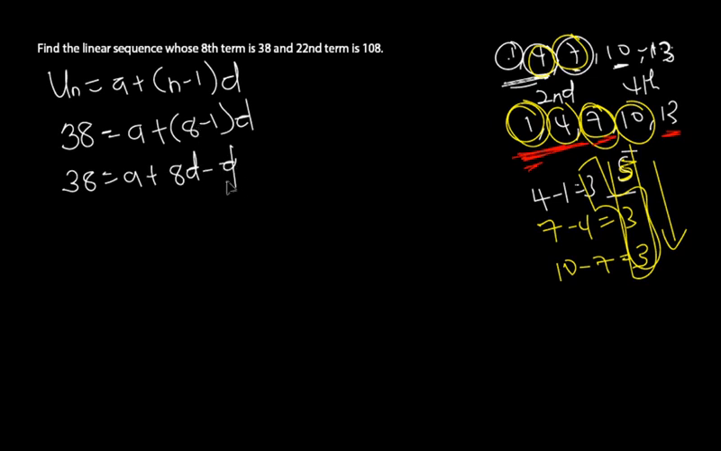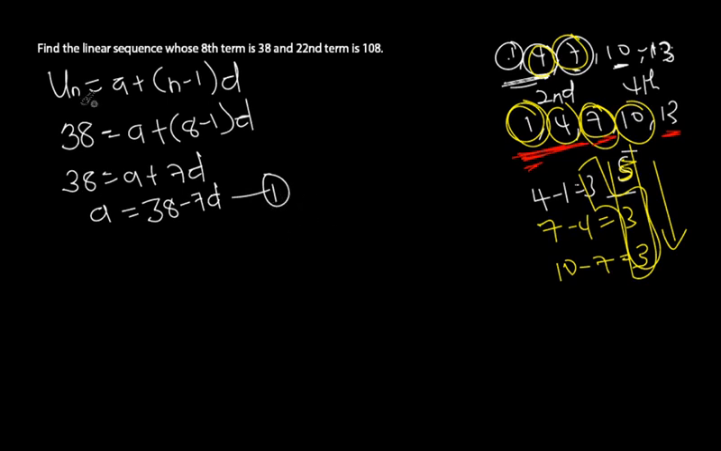No, sorry, 8 minus 1 is 7, so we have a plus 7d. Okay, so from here let's just make a the subject. So a is equal to what? 38 minus 7d. This will be our equation 1. So we write that down.